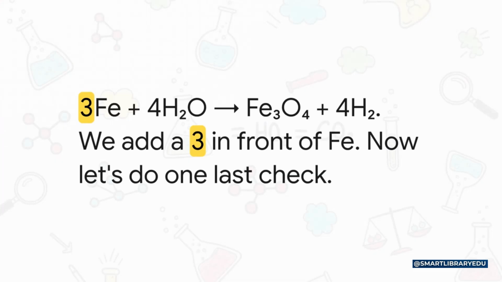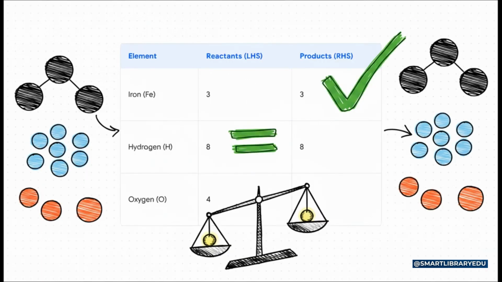All we have to do is place a coefficient of 3 right in front of the Fe on the reactant side. And I think that's it. It looks like we're done. But in chemistry, you always, always, always do a final check. Okay, final roll call. Iron, 3 on the left, 3 on the right. Check. Hydrogen, 8 on the left, 8 on the right. Check. Oxygen, 4 on the left, 4 on the right. Check. It's perfect. Every single atom is accounted for.